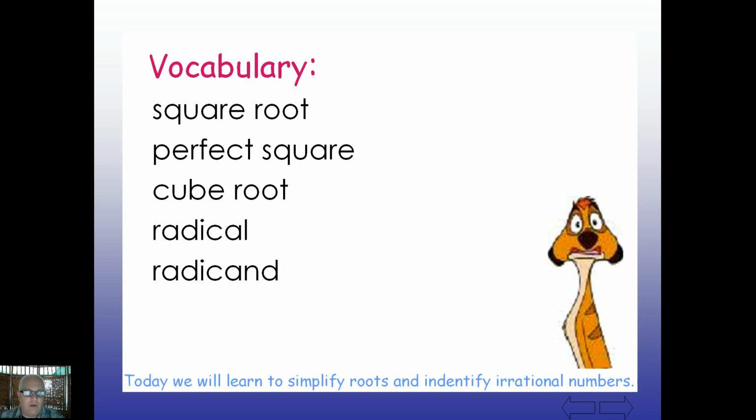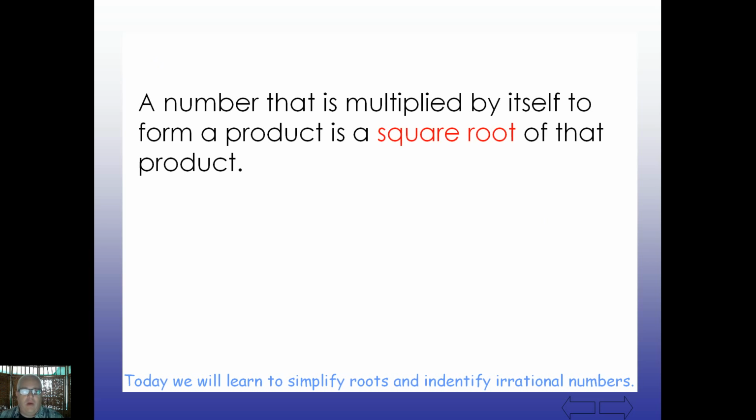Now here's our vocabulary. You don't really have to write anything down here. We'll just get used to using some stuff, especially the last two here, radical and radicand. It's not going to be a vocabulary test per se, but we'll be using these words quite a bit during our lessons. Alright, so let's start with this.